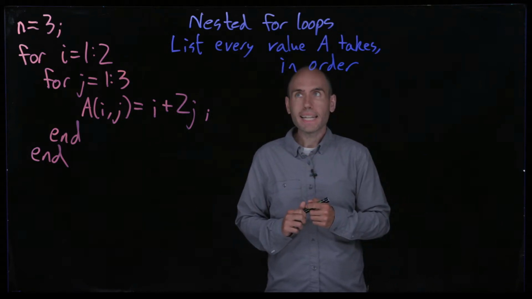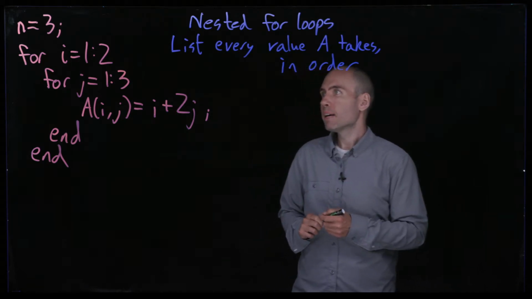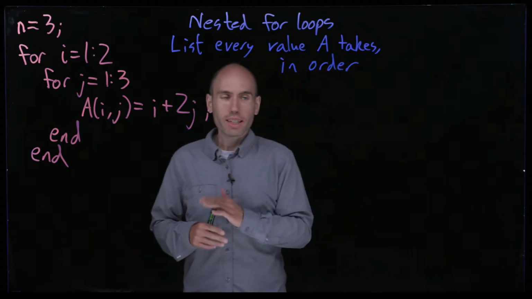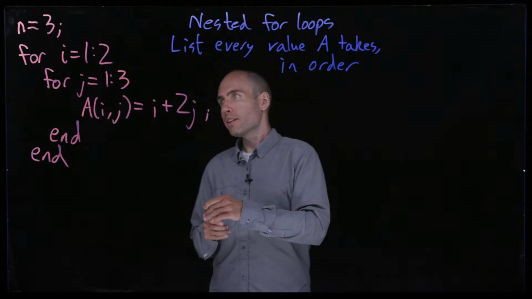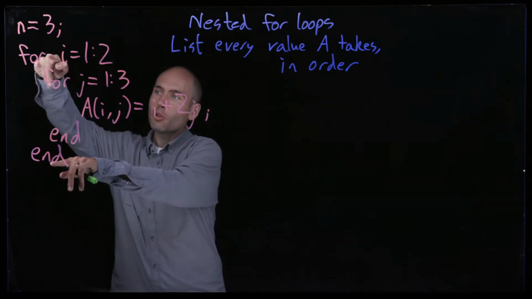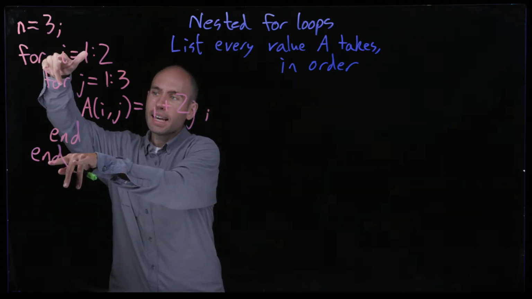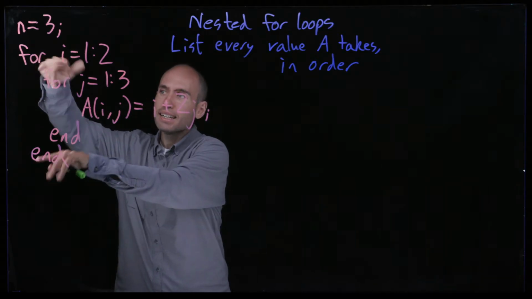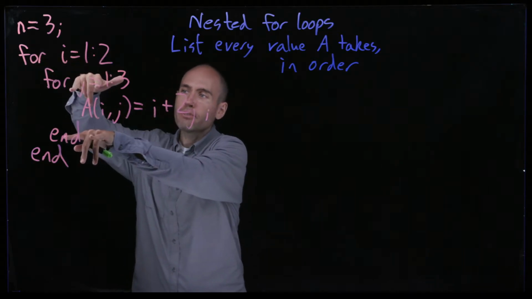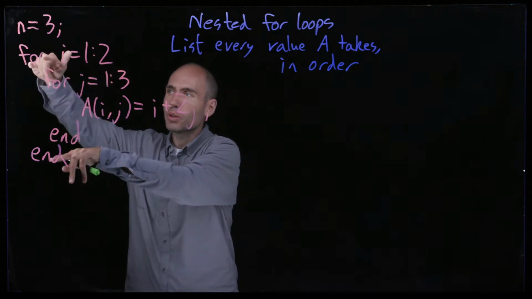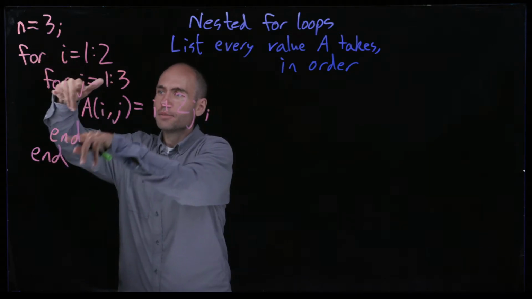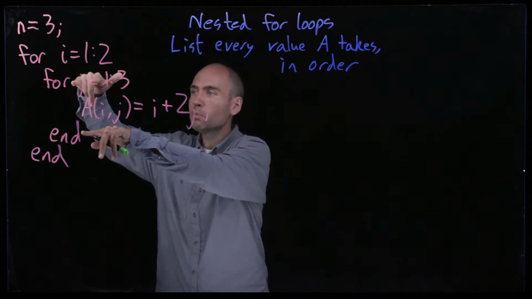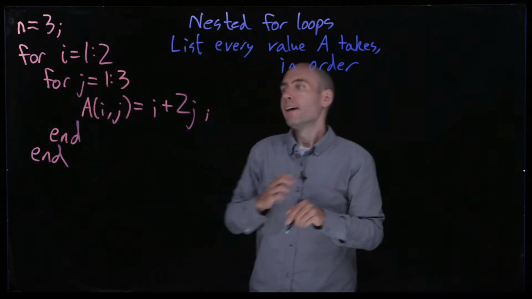So let's talk about nested for loops in Matlab. The idea of a nested for loop is really just a generalization of an ordinary for loop. An ordinary for loop starts with the word for, finishes with the word end, and you do everything that's inside between the for and the end. Here it's exactly the same, it's just that there happens to be another for loop in between those.